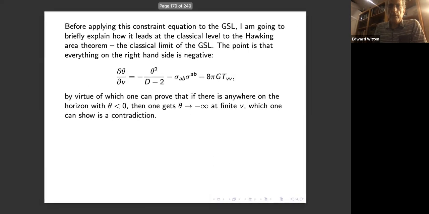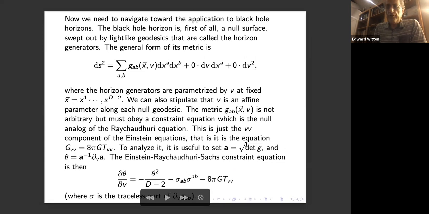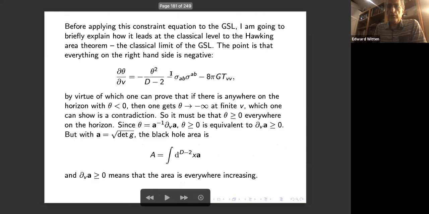But remember, A was just the square root of the determinant of the metric in the transverse directions, x. So the black hole area, the horizon area, is just the integral of A over the d minus 2 normal coordinates, 2 of them in 4 dimensions. So dv of little a being non-negative means the area is everywhere increasing. That's the Hawking area theorem.